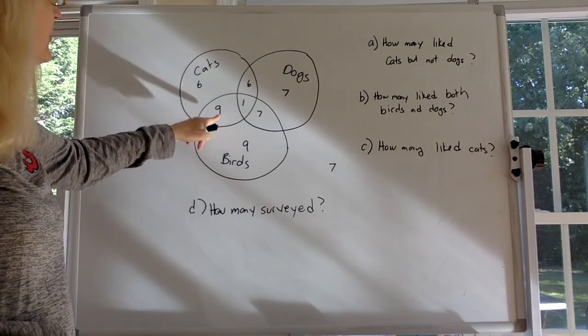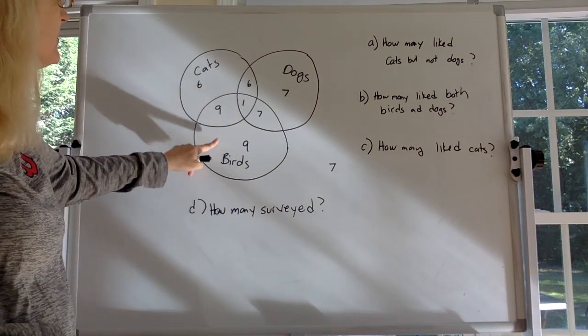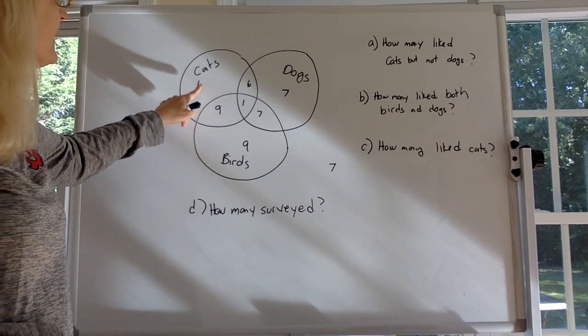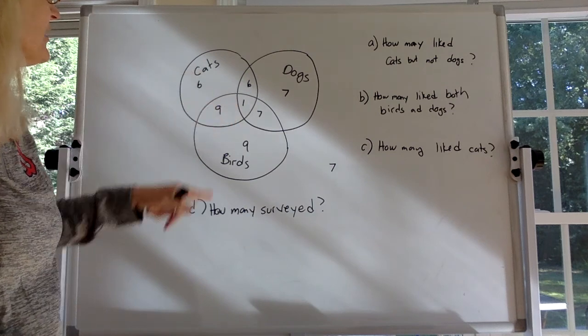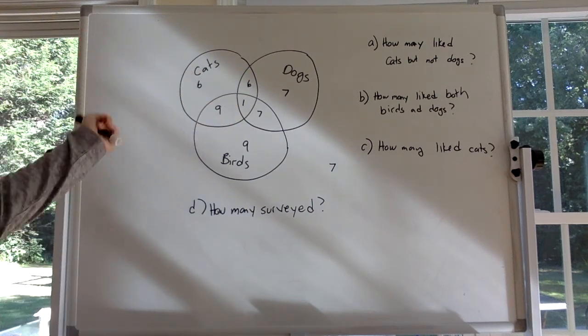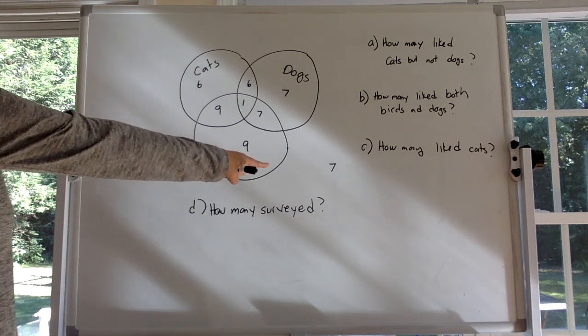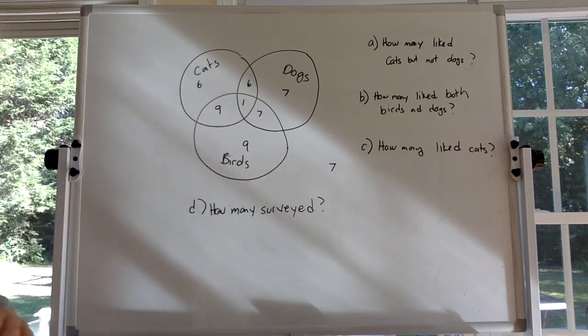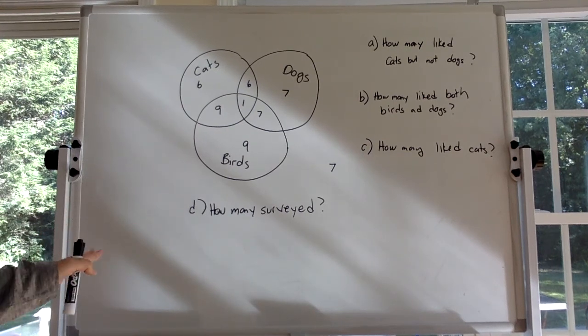Let's look at another number. How about this 9? What does that 9 represent? Well, it's where cats and birds overlap. So they like cats and they like birds, but the dogs aren't included, so they don't like dogs. So I think you can go through and try to figure these out. What about those 7? Those people, they hate cats, they hate dogs, and they hate birds. They don't like any of them. So there are people like that in the world, okay?